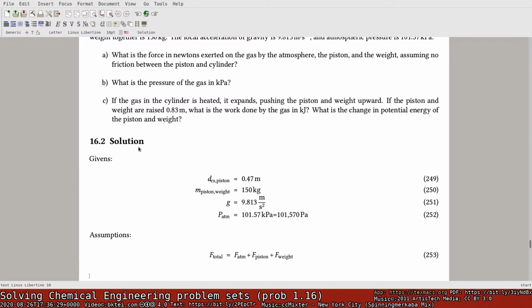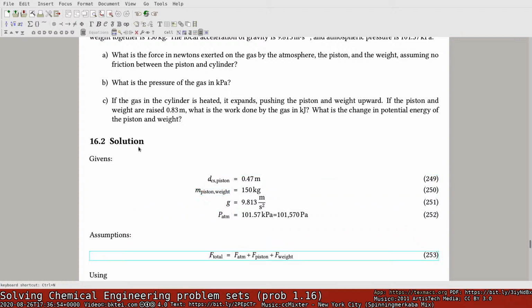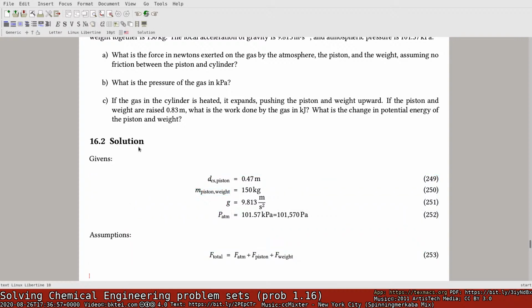We're given the mass of the piston and weight, and we're given gravitational acceleration, so we should be able to find the force of that. So let's calculate using the mass of the piston and weight. We can at least get that. Well, let's go in order. Force from the atmospheric pressure. So pressure acting on an area is a force. So let's go calculate F ATM.